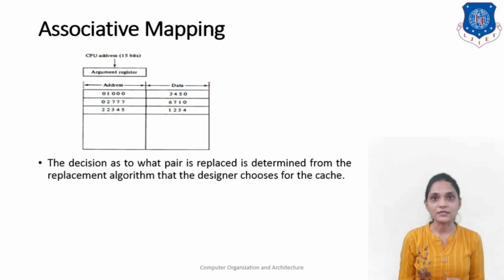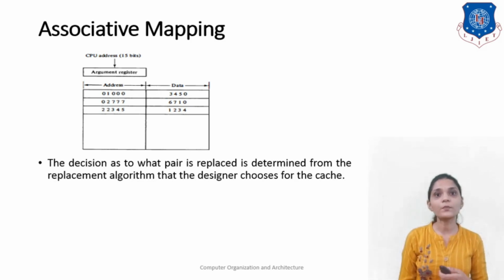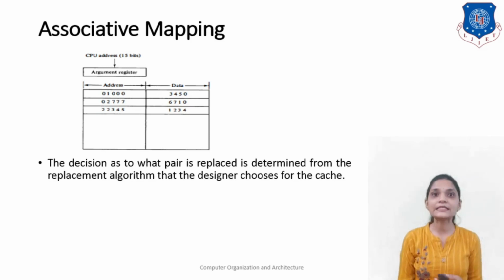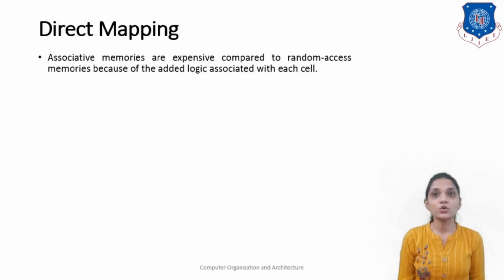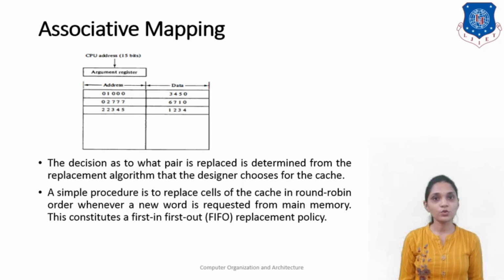So we can replace this. The decision as to which pair is replaced is determined by the replacement algorithm that the designer chose for the cache. A simple procedure to replace a cell of the cache is round robin order. Whenever a new word is requested from the main memory, we follow a first-in first-out replacement policy. So in this way, this content is going to be replaced. So this is the simplest type of mapping.